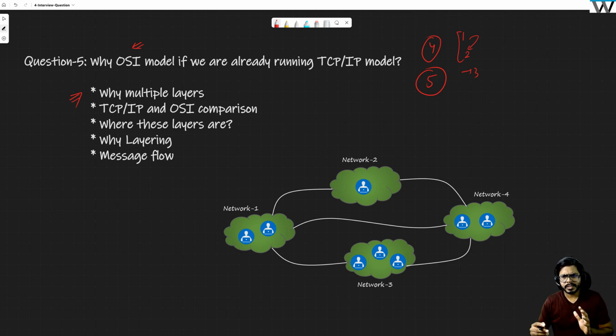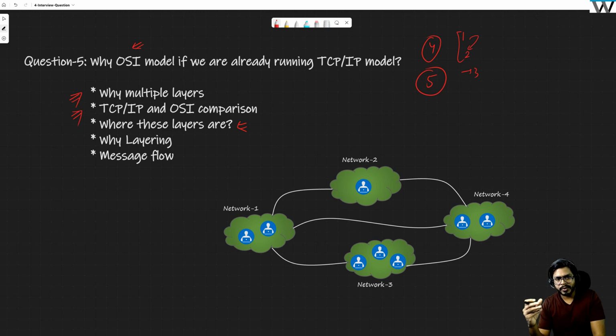Then we are going to discuss the comparison. We are comparing the TCP/IP model with OSI, and it is going to make sure that we understand these two well, and that is why the comparison. Then we are going to discuss where these layers are. An interesting thing.